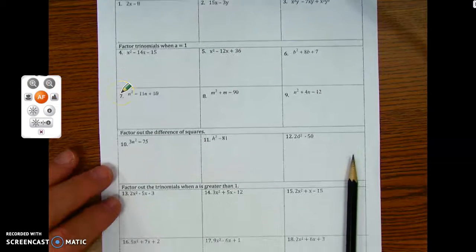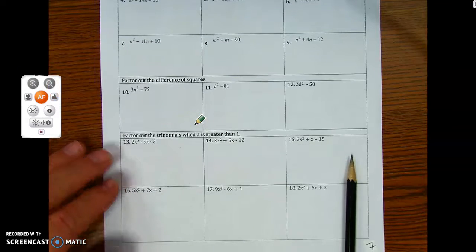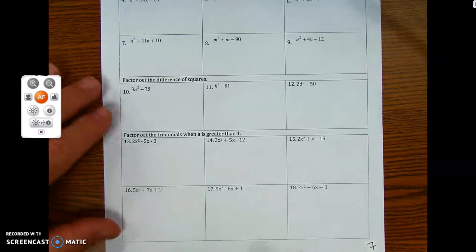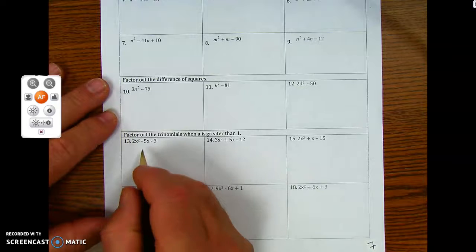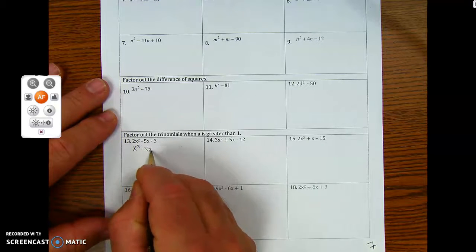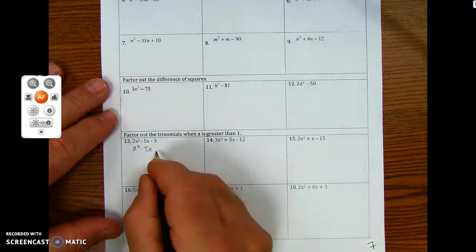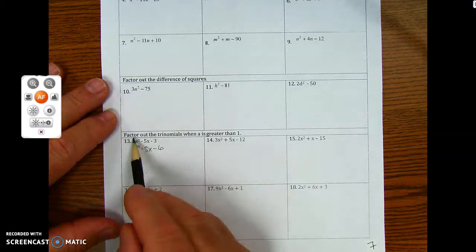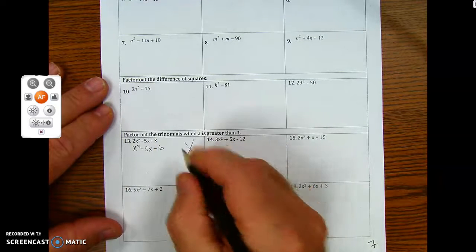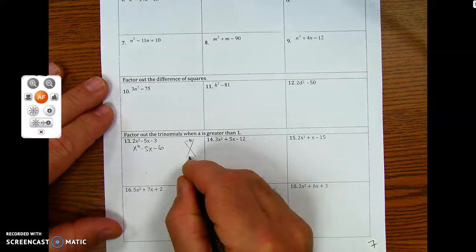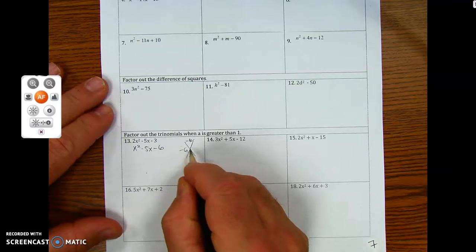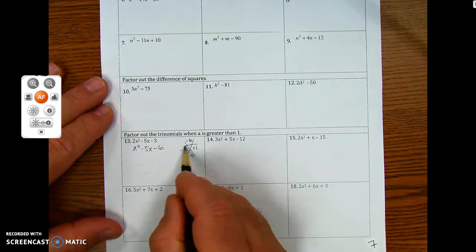Okay, I'm going to start with the most recent thing that we went over. So I'm going to come down here to 13 through 18 and do bottoms up. X squared minus 5x minus 6. I got that by multiplying A times C. Now I'm going to come over here and put my numbers in here, and my magic numbers are going to be -6 and +1.